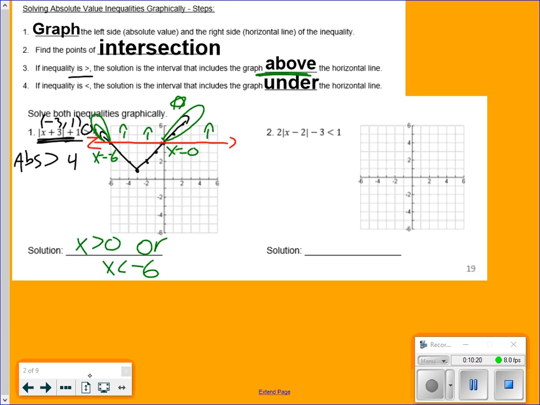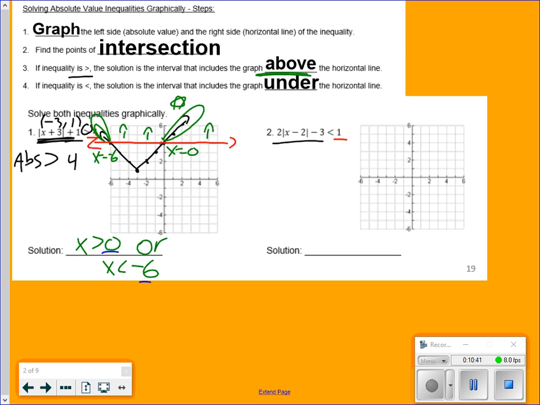For number 2, we're going to go ahead and do that together. This is going to be a little different. So we're going to treat it the same exact way. We're going to graph the left side and the right side separately. We're going to see where they intersect, because that's where we get our points right here. Those are our points of intersection. So let's go ahead and do it really quickly.